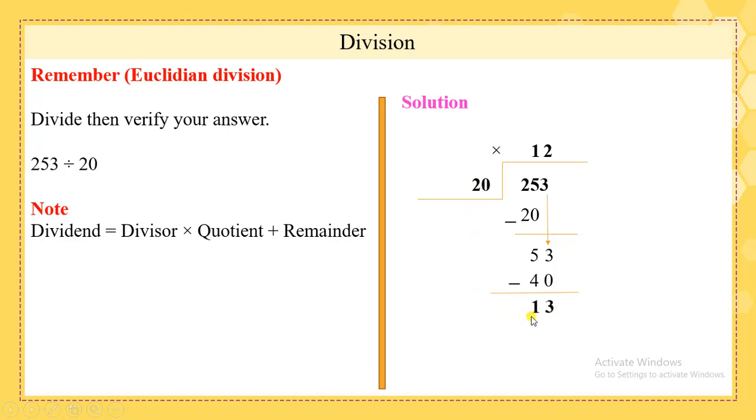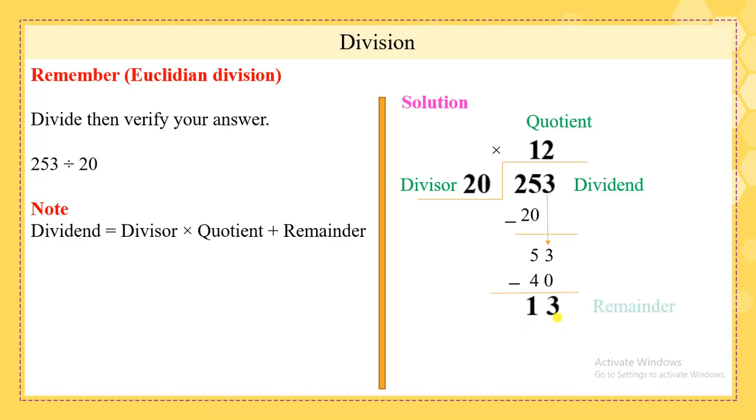Since we used the last digit in our division, we could say now that our division operation is done. 253 is our dividend, 20 is our divisor, 12, which is the answer of our division, is called the quotient, and the number that remained with us after we finished our division is called the remainder.